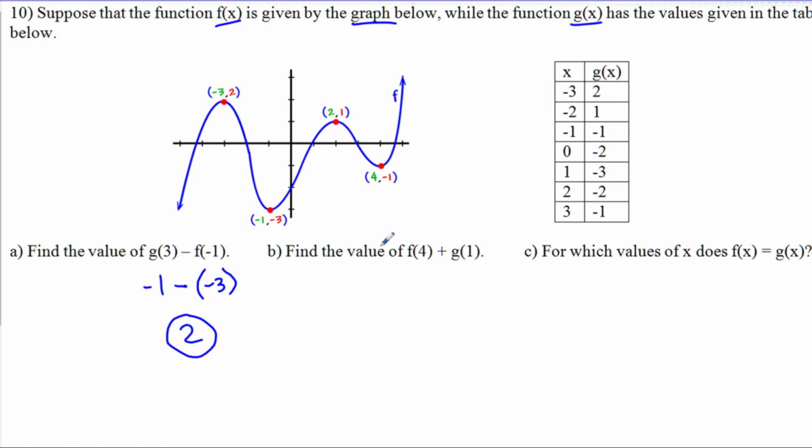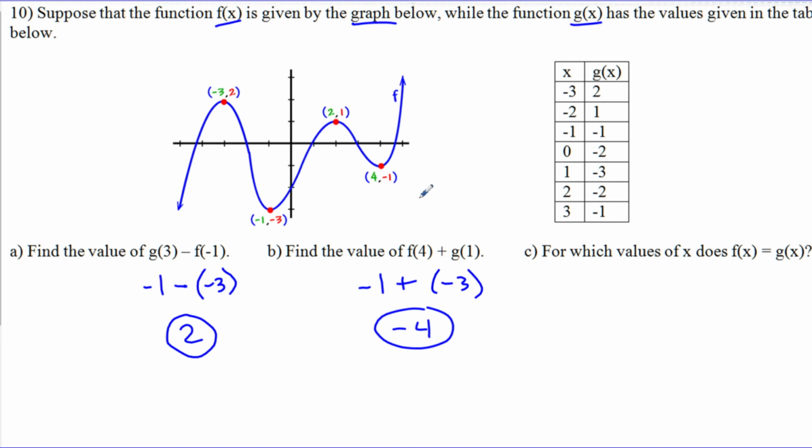Letter B, same concept. I'm going to say, let's go to the f function when x is 4, and the output, it looks like, is negative 1. Okay? And if I go to the g function, which is in the table, and I go to 1, it looks like the output is negative 3. Okay? So this looks like negative 4. Okay? And then the last one, it says, for which values does f of x equal g of x?